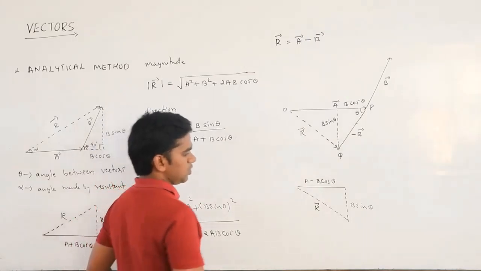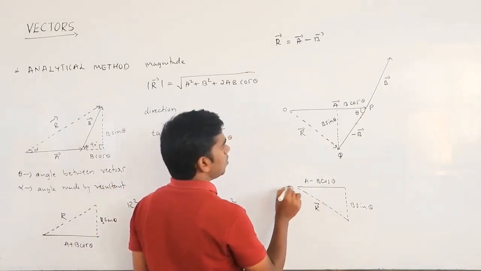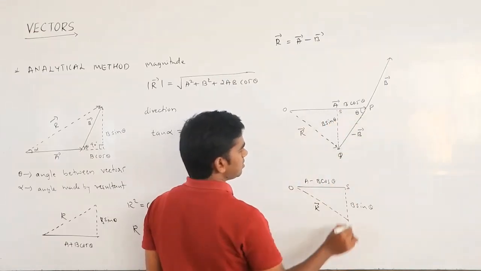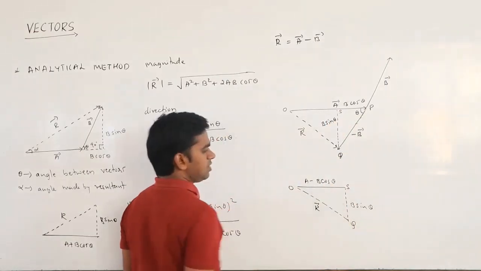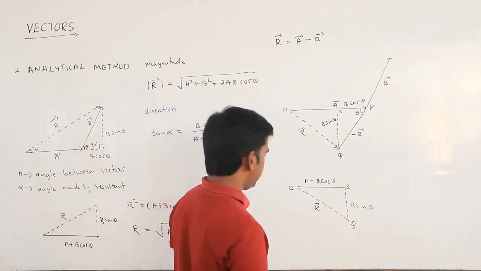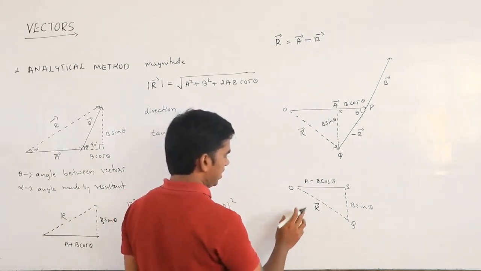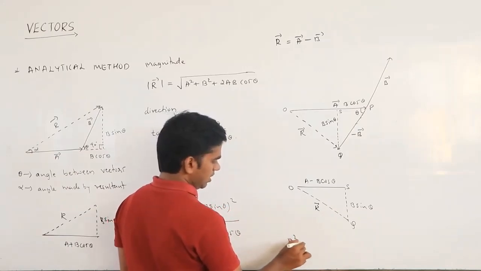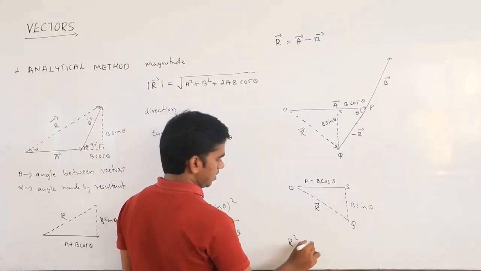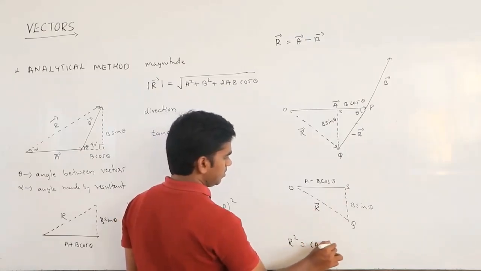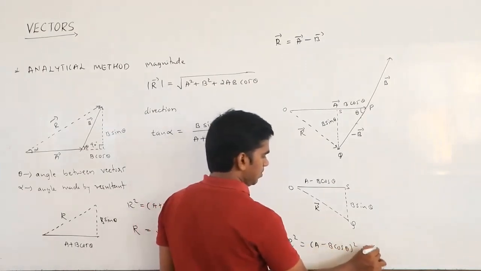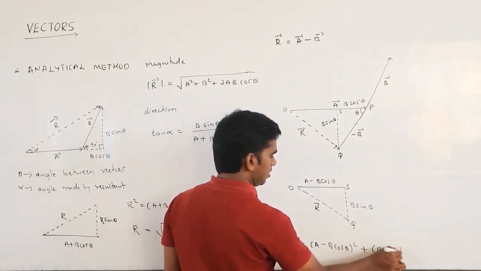Okay. So if you take this as O and this point as S, then we have triangle OSQ. Again apply the Pythagorean theorem. R square is equal to this square plus this square. So R square equals A minus B cos theta the whole square plus B sin theta the whole square.